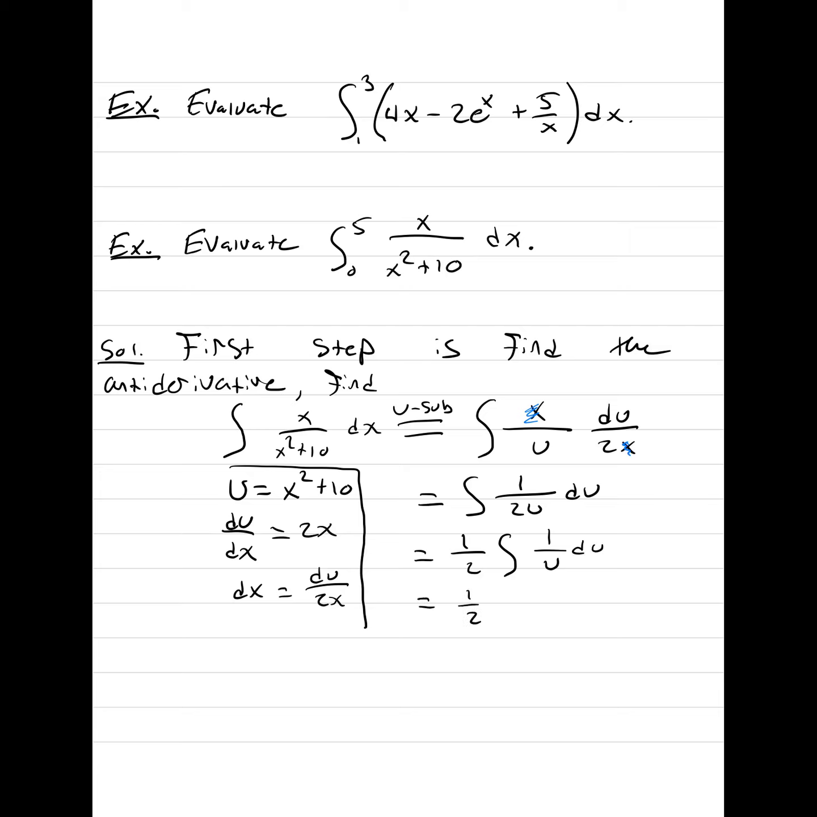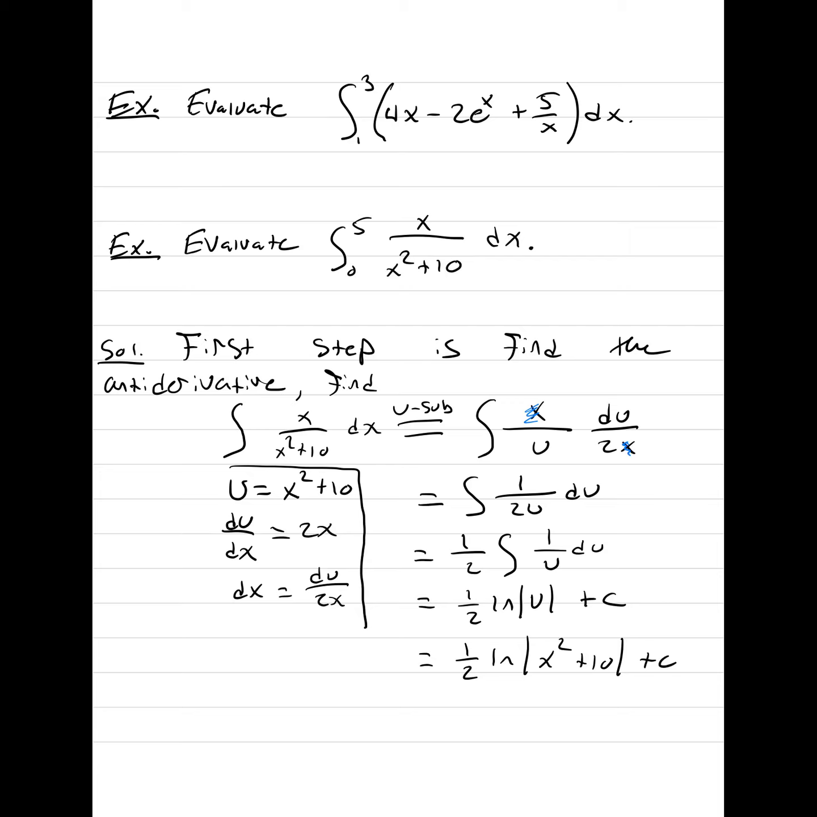So the integral of 1 over u du, by the same logic as I was describing before, is the natural log of the absolute value of u plus c. But I gave you this problem in terms of x, right? The original problem is given in terms of x. Right now our solution is in terms of u, but let's change it back to x's because that's what I think is useful. So we're just going to write 1/2 times the natural log of the absolute value of x squared plus 10 plus c.